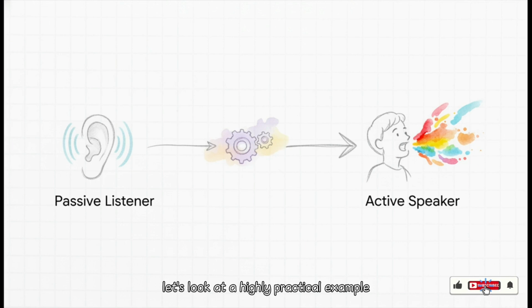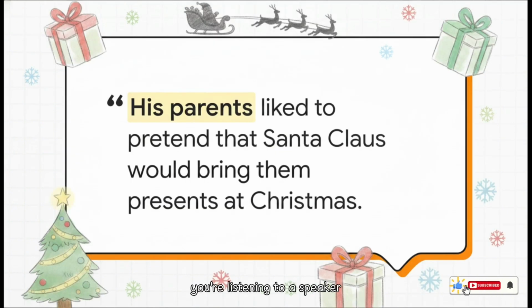Let's look at a highly practical example of what it looks like to transform a speaker's original sentence into your own words. Okay, imagine you're listening to a speaker telling a fun story about their childhood. The original audio says, "When I was a child, my parents liked to pretend that Santa Claus would bring us presents at Christmas." As a learner using advanced imitation, you wouldn't just repeat that verbatim. No, you would actively translate it into the third person, stating out loud, "When he was a child, his parents liked to pretend that Santa Claus would bring them presents at Christmas." Boom, you've just successfully processed the information and totally rebuilt the sentence structure on your own.